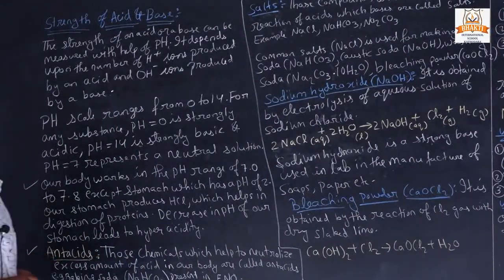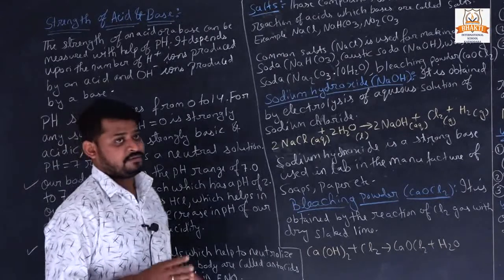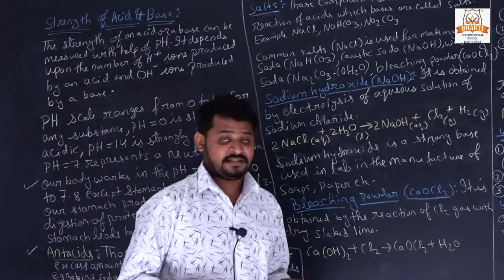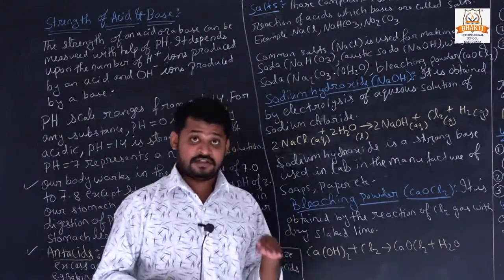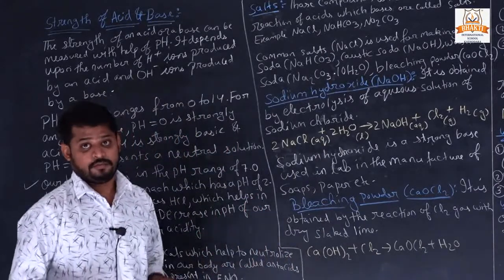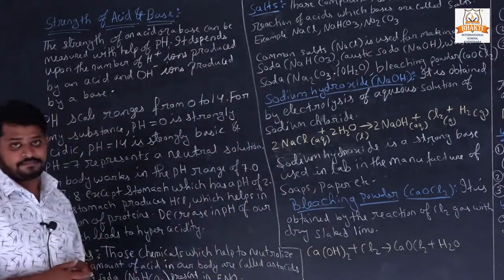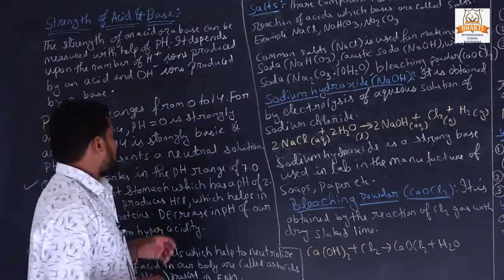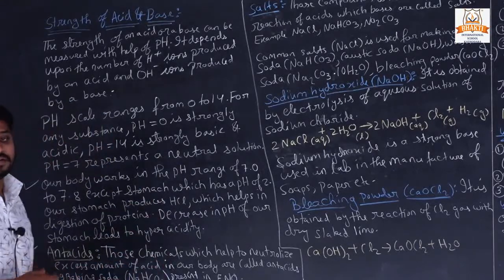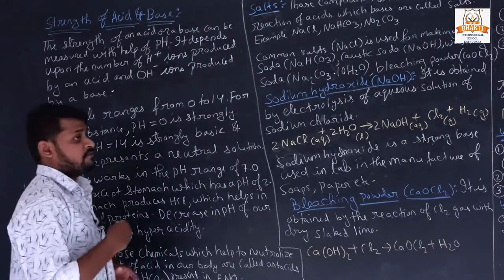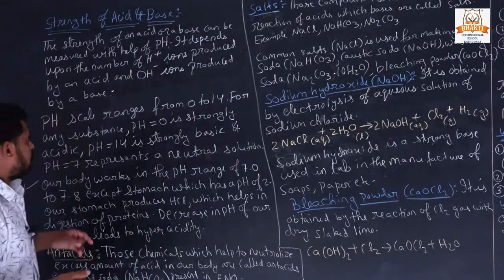There are two types of acid and two types of base. One is weak acid and one is strong acid. One is weak base and one is strong base. So how will we consider whether an acid is weak or a base is strong?